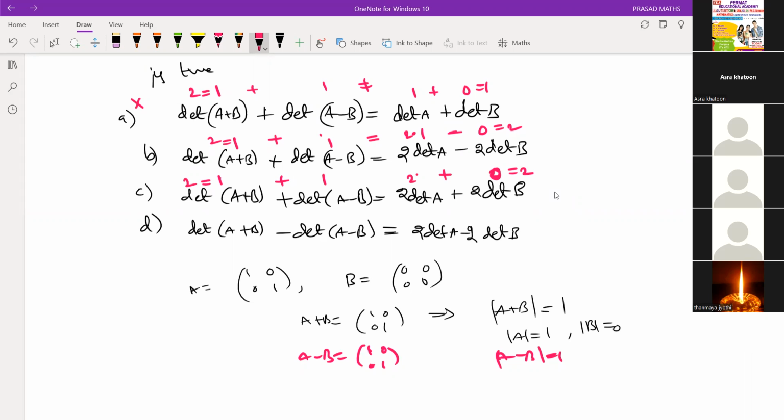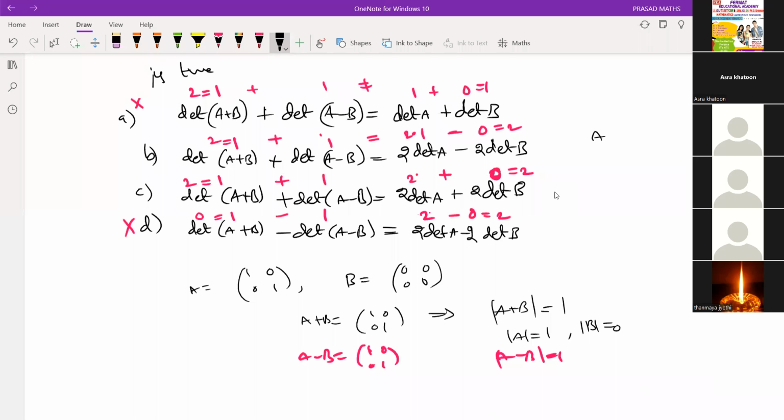What is this? Det of A plus B is 1. This is 1. 1 minus 1 is 0. This is 1. 2 into 1 is 2. This is nothing but 2 minus 0, which is 2. So the right side is 2, the left side is 0. This is discarded. Right side is 2, left side 1. Therefore, this is discarded.